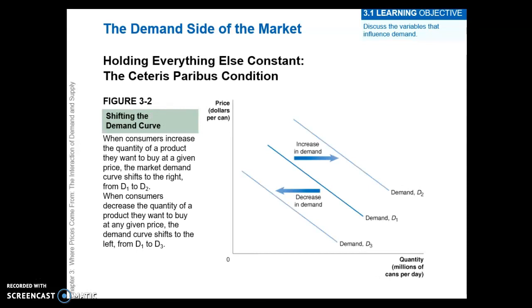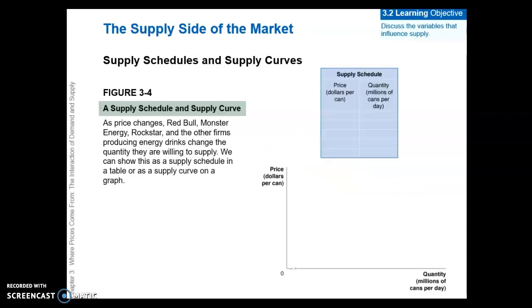Now we're going to look at different shifts of the demand curve. The only thing that will cause a movement along the demand curve is the price of a product. When there's a factor other than price, like an increase or decrease in demand, you'll notice the curve goes to the right if there's an increase and to the left if there's a decrease. This will be reflected in some of the factors that cause the demand curve to shift.